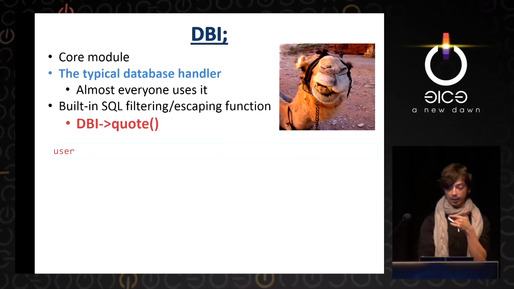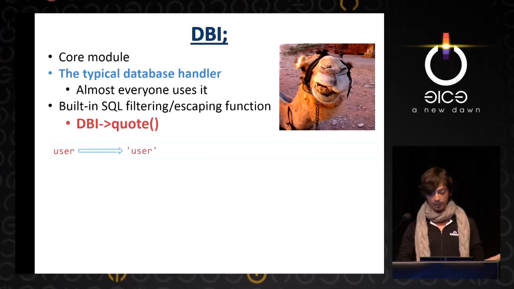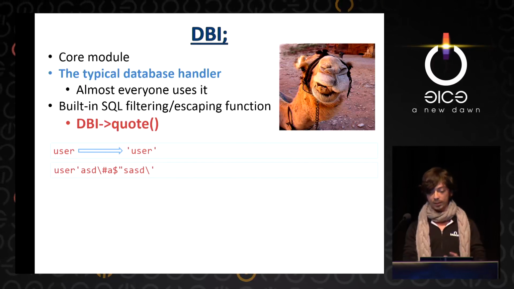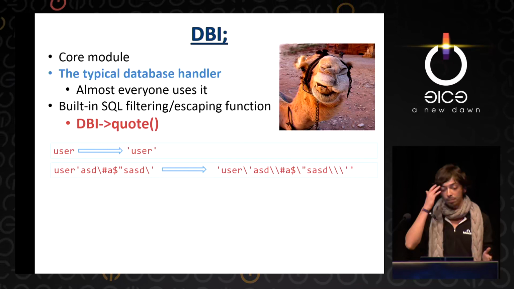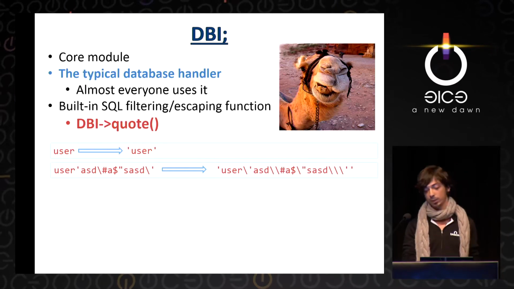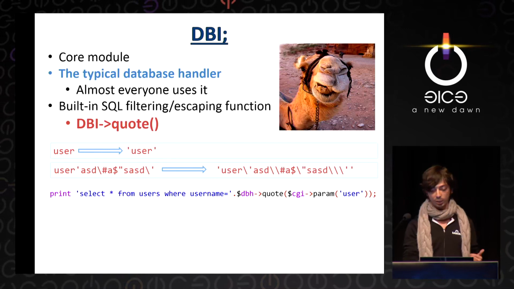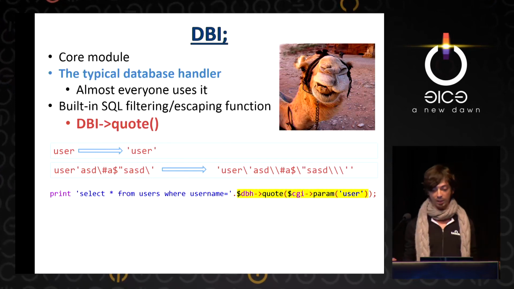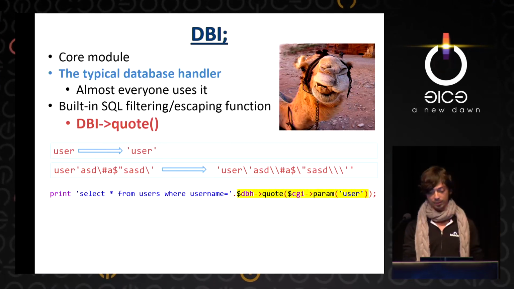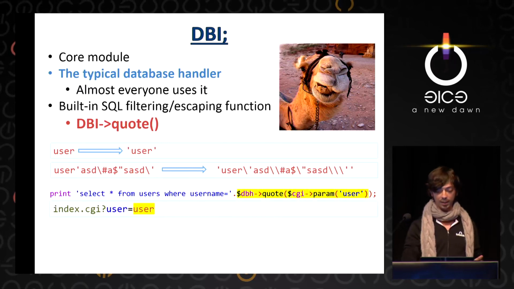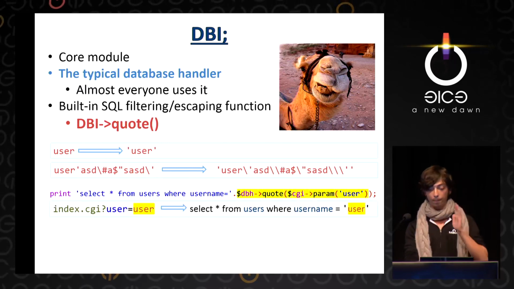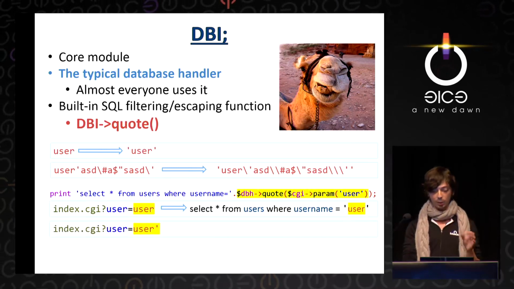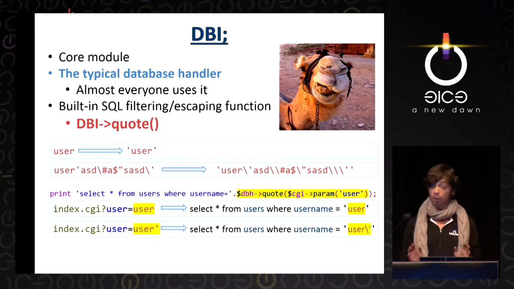Let's see how this function works. If we send a regular string, the function will just place it inside two apostrophes. But if we're trying to inject something, like this string, quote will escape it for us, so it'll be safe to use inside the query. So let's see a regular example for using the function. In this code, we'll quote the user CGI parameter and insert it into our query. We use the DBH variable as our DB connection and the CGI variable as our CGI instance. If we insert a regular user string, a regular query will be printed out. But if we try to inject an apostrophe, quote will take care of it and escape it, so we can't inject any malicious SQL. Looks secure, right?